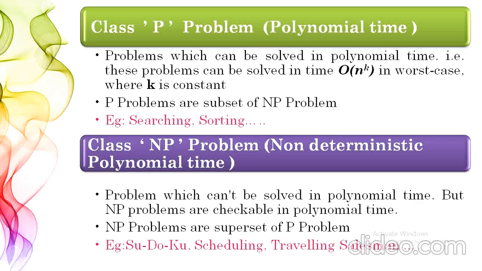For class NP problem, those problems cannot be solved in a polynomial time. That means we cannot reach the solution in a polynomial time. We can reach the solution in exponential time. That is, if input size increases, the computational complexity will also increase exponentially. So this kind of problems are called as class NP problem. But we can verify the solution in a polynomial time. And so NP problems are a superset of P problems, P problems are a subset of NP problems. The best examples for NP problems are Sudoku, scheduling, traveling salesman problems.